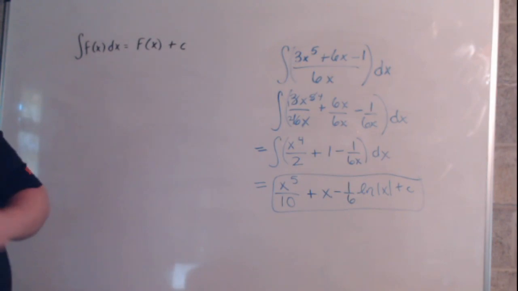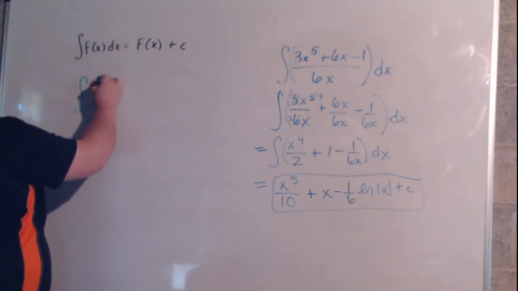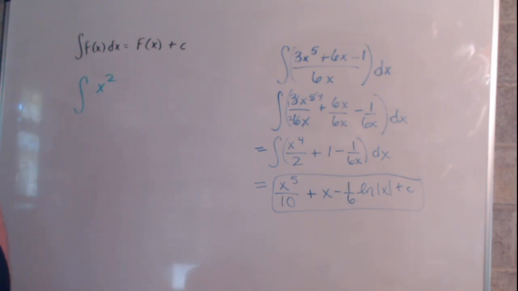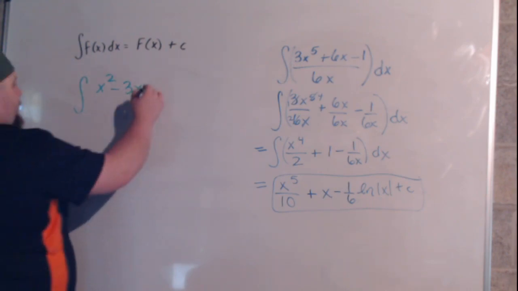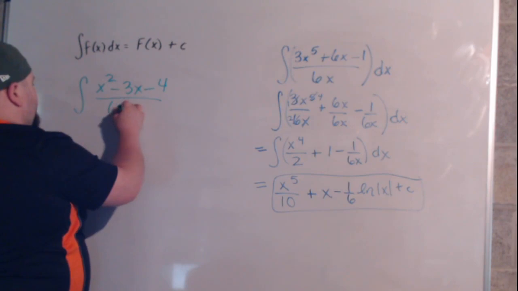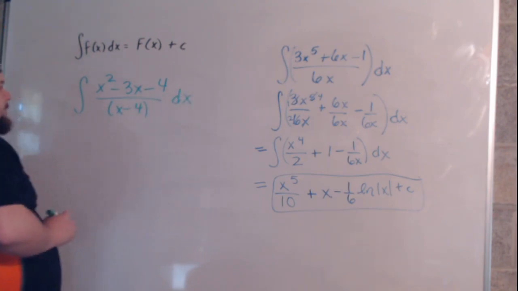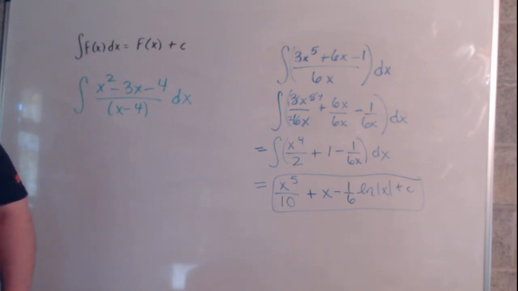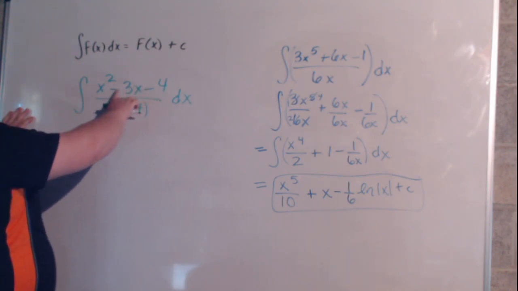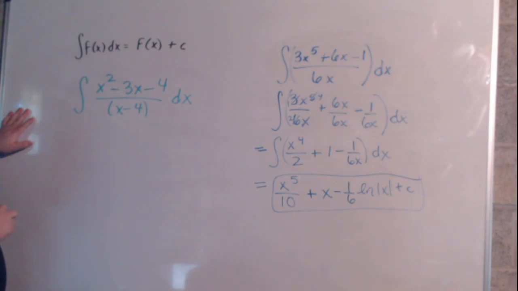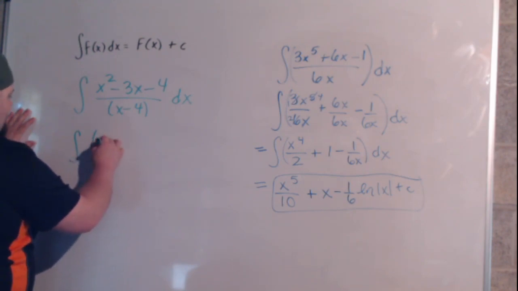Alright, got the integral of x squared minus 3x minus 4 all over x minus 4 dx. So can we factor the top here, the numerator? So I would need two numbers that multiply to -4 and add to -3. So I think -4 and +1.